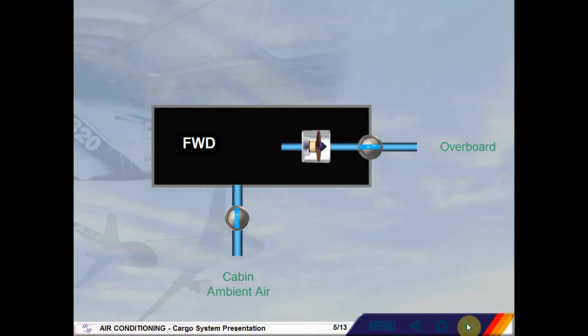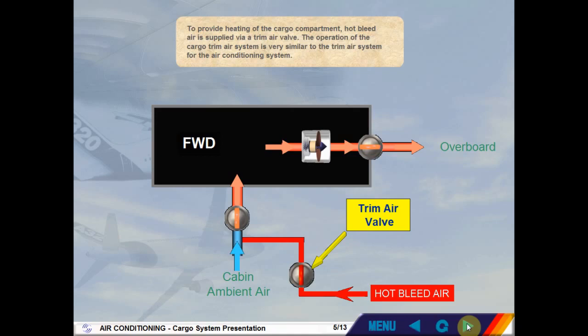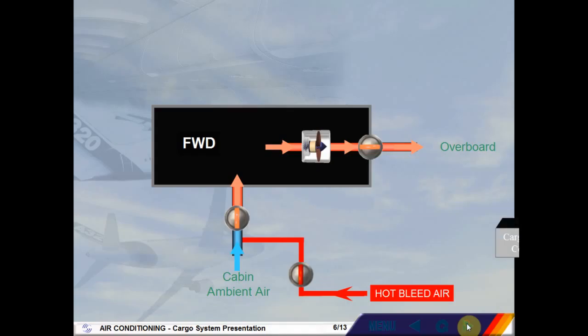To provide heating of the cargo compartment, hot bleed air is supplied via a trim air valve. The operation of the cargo trim air system is very similar to the trim air system for the air conditioning system. Each cargo compartment has a cargo heating controller, which controls the trim air valve position to regulate the temperature of the compartment.